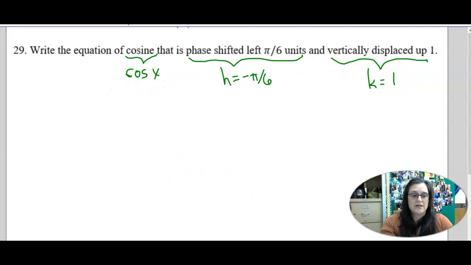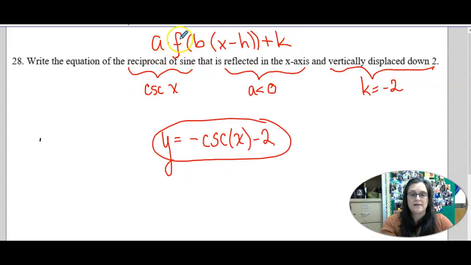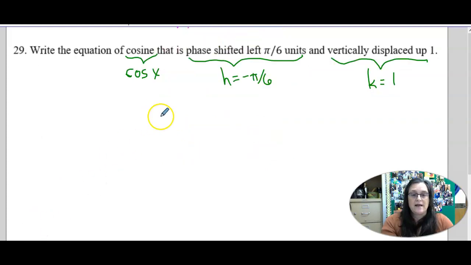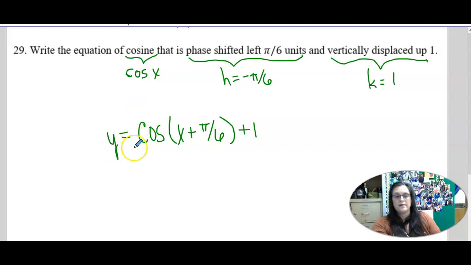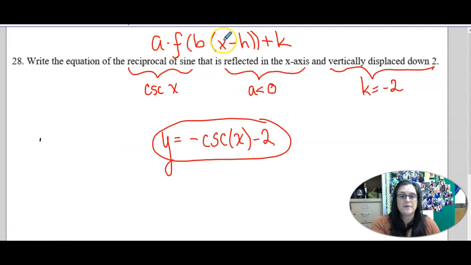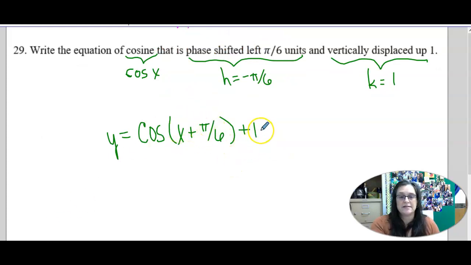So when we put that information into our transformation form, a times f, the type of function, times the quantity b times x minus h, plus k, that is going to be the cosine of the quantity x plus pi over 6, because we're going to the left, and then plus 1 for the vertical displacement. The a is 1, there's no change in amplitude. The b is also 1 because there was no change in period. The h is negative pi over 6, and remember, in transformation form it's x minus h, and minus a negative is a positive. So x plus pi over 6, and then outside the function is our vertical displacement of 1.